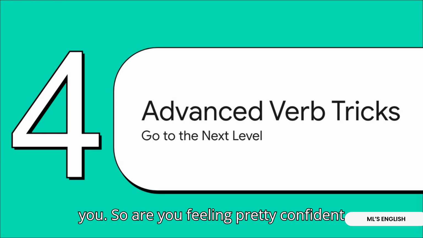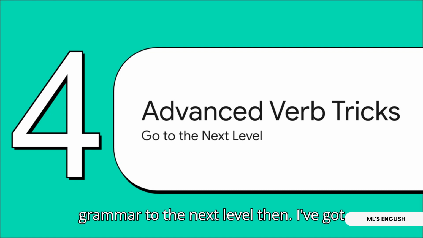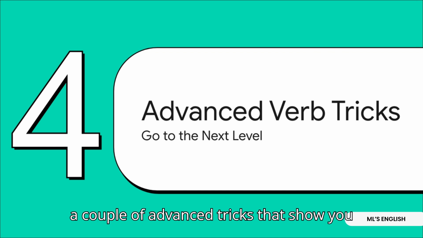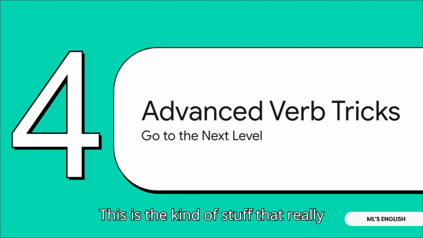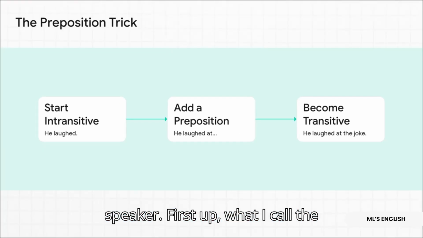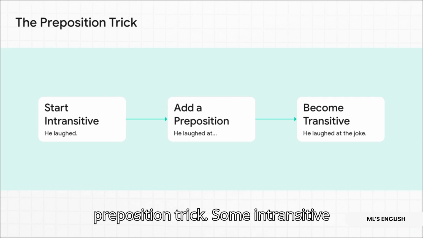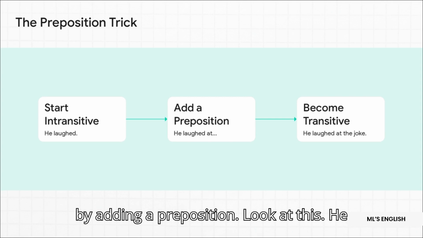So, are you feeling pretty confident with the basics? Awesome. Let's take your grammar to the next level then. I've got a couple of advanced tricks that show you just how flexible these verbs can be. This is the kind of stuff that really helps you sound more like a native speaker. First up, what I call the preposition trick. Some intransitive verbs can actually become transitive just by adding a preposition.